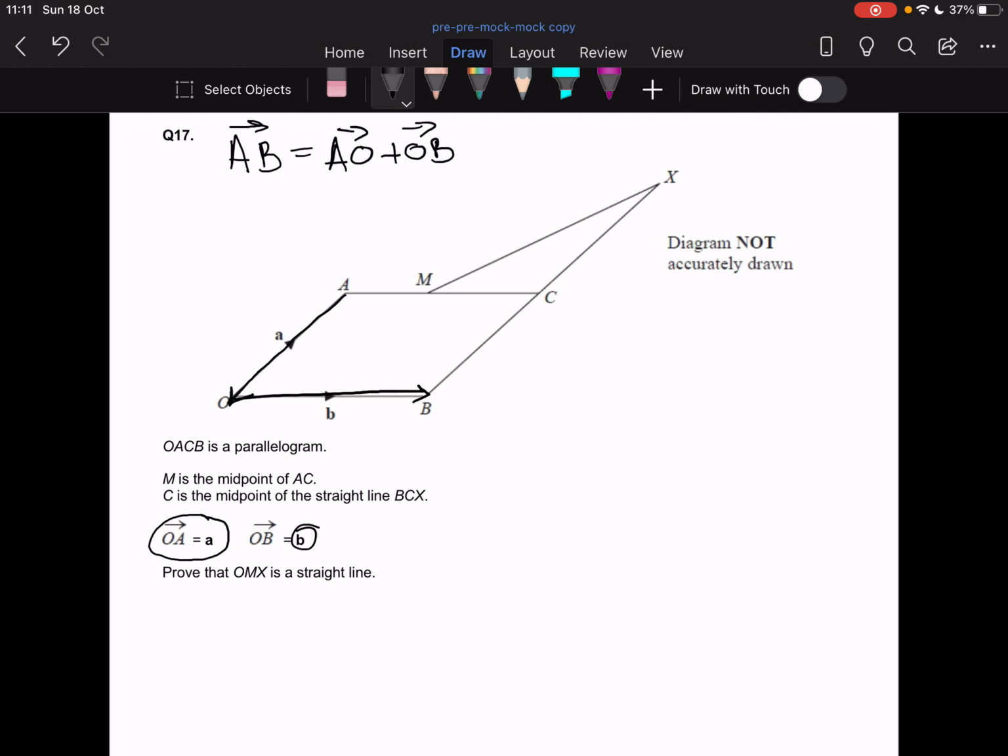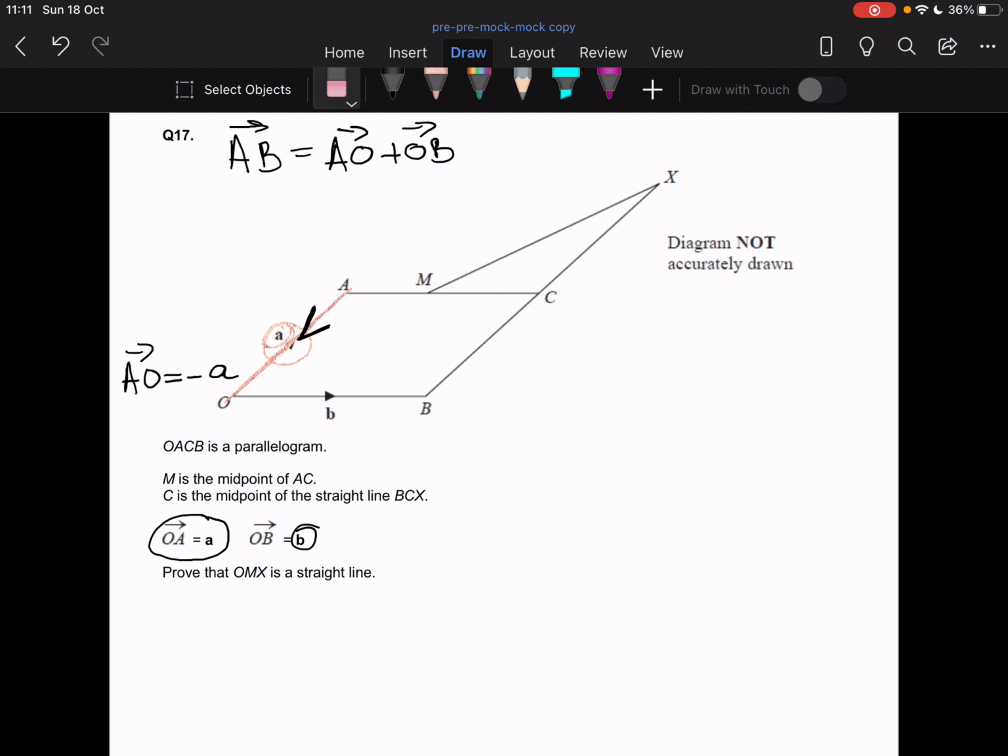Now, vectors also have a direction, and the arrow that's on the line tells you the direction of the vector. So because I'm going from O to A, I'm going in a positive vector direction because I'm going with the arrow. If I was going from A to O, I would be going the opposite direction. So I'd be going a negative a because I'm going against the arrow.